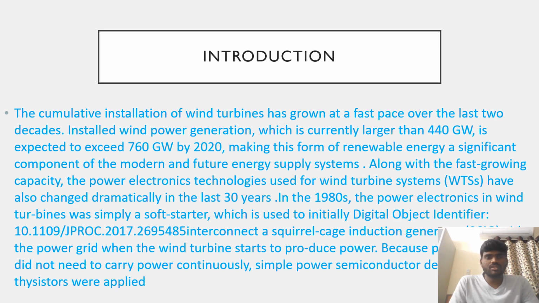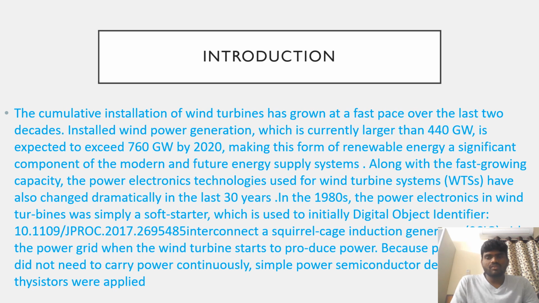So, coming to the introduction, the cumulative installation of the wind turbine has grown at a fast pace over the last 2 decades. Installed wind power generation, which is currently larger than 440 gigawatt, is expected to exceed 760 gigawatt by 2020, making this form of renewable energy a significant component of the modern and future energy supply system.